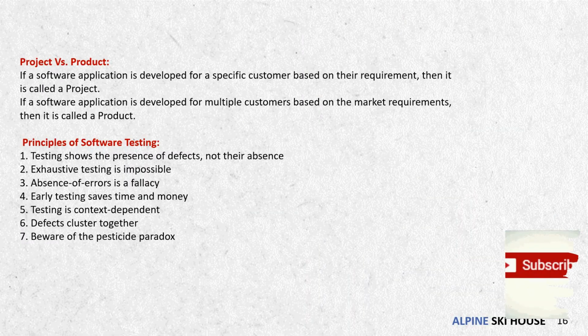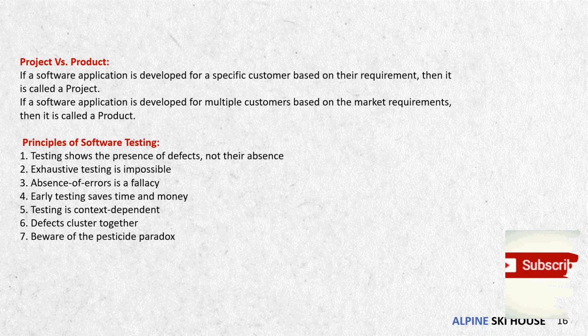Then we have project versus product. This is a very important topic: what is a project, what is a product? If a software application is developed for a specific customer based on their requirements, then it is called a project. If a software application is developed for multiple customers based on market requirements, then it is called a product.